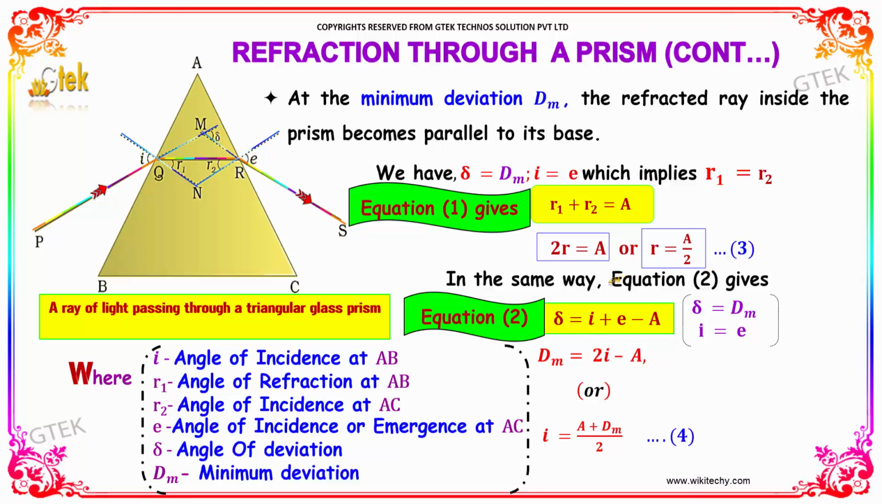In the same way, equation 2 gives delta is equal to I plus E minus A. Replacing delta with dm and E with I, you get dm is equal to 2I minus A. So I is equal to (A plus dm) divided by 2.